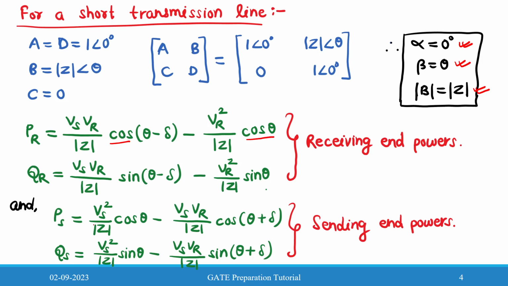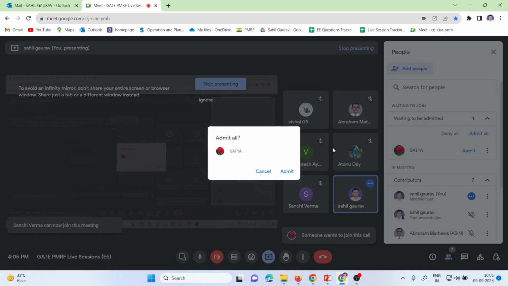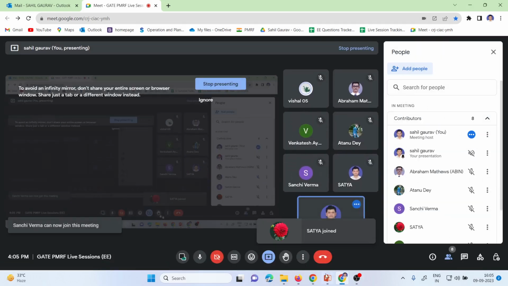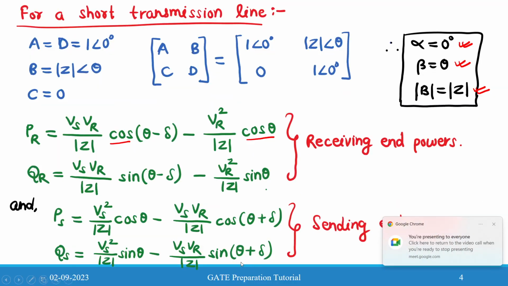And for the sending end power, this term will come first, like this expression. Just go through this expression and you will easily remember it. Now this is for the short transmission line.